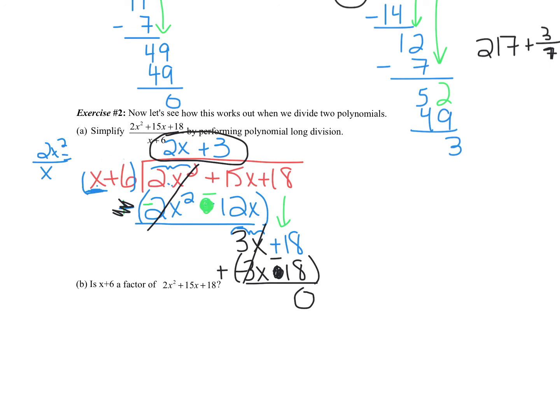Now, this brings up a point. If something goes in evenly to something else, if one polynomial, in this case the binomial x plus 6, goes into another polynomial, that means that x plus 6 is a factor of 2x squared plus 15x plus 18. So this is yes, and the reason is there is no remainder.